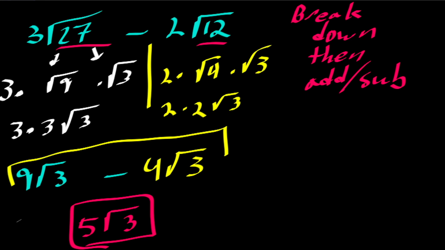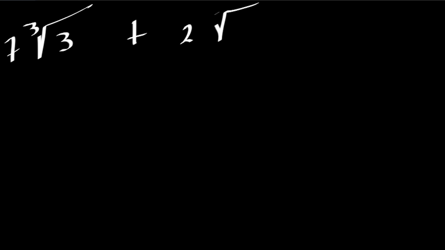All right. I'll do one more. I'll do an advanced one again just to give you an idea. And actually, I'll do a cube root just to mix things up. All right, let's say we have 7 cube root 3 plus 2 cube root 192.